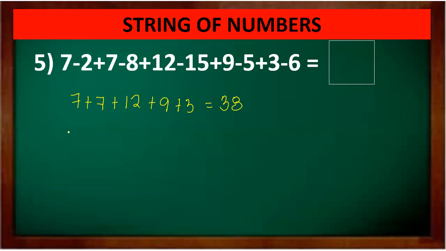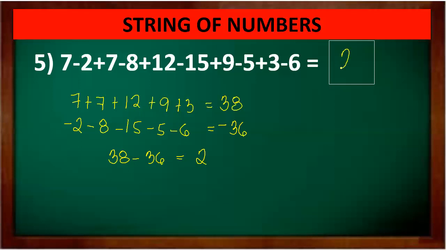Now let's go with a negative sign. Okay, minus 2, minus 8, minus 15, minus 5, and minus 6. So if we are going to add this, 2 plus 8, that is 10, plus 15, that is 25, 25 plus 5, that is 30, 30 plus 6 is 36. You carry the negative sign, so that is minus 36. So let's solve. 38 minus 36, that will give us an answer of positive 2. Okay? So therefore, this equation, ang answer natin is 2.